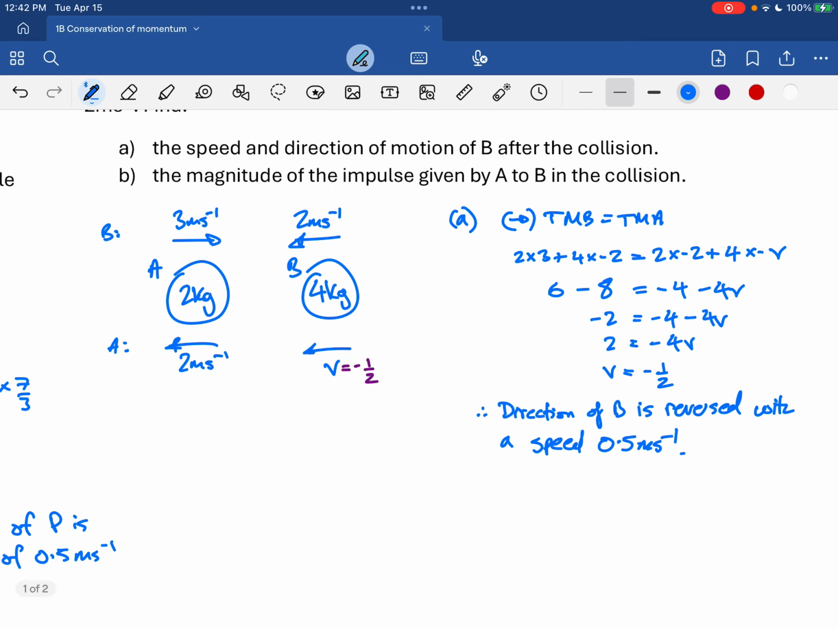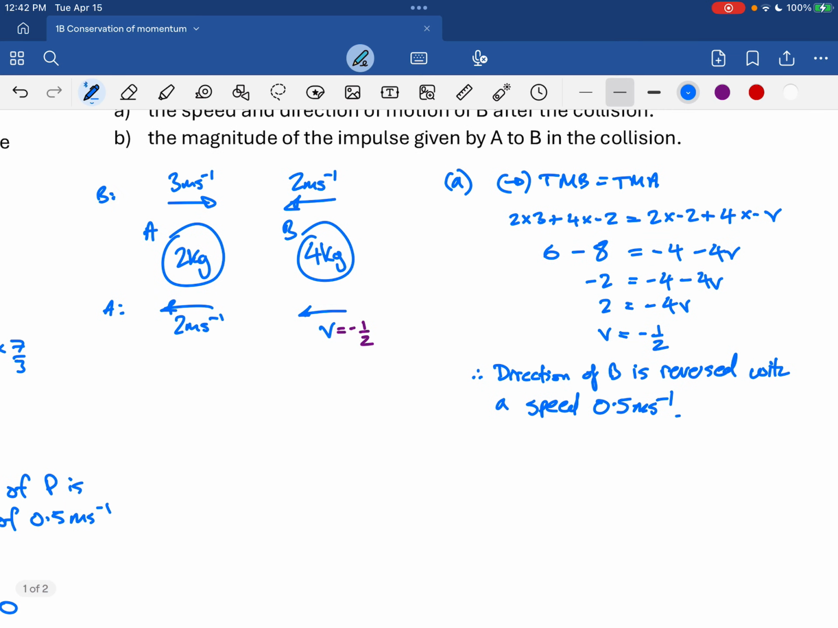Question B asks us to find the magnitude of the impulse given by A to B in the collision. So because these two things collide, particle B feels an impulse in that direction, particle A feels an equal and opposite impulse as well. So if we're going to work out the impulse given by A to B, we could work out the impulse of either because they're going to be the same. Good exam technique again would be to look at A because we have information given to us, whereas particle B relies on something we could have worked out incorrectly.